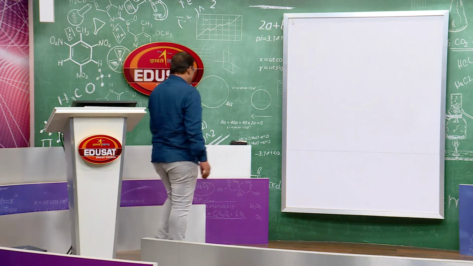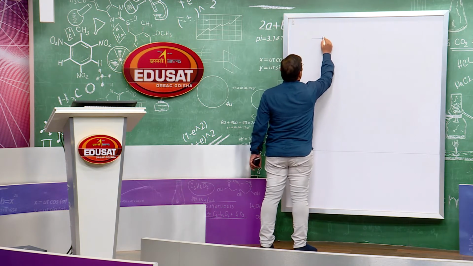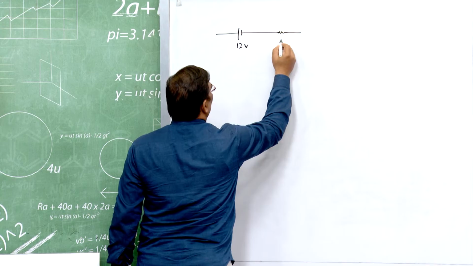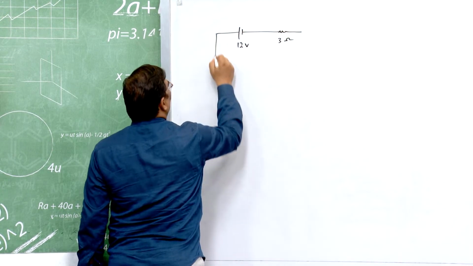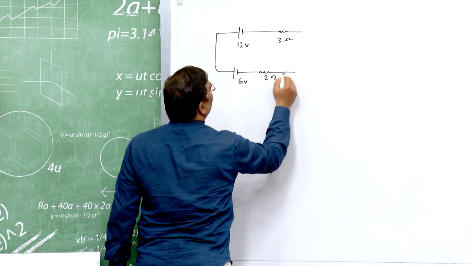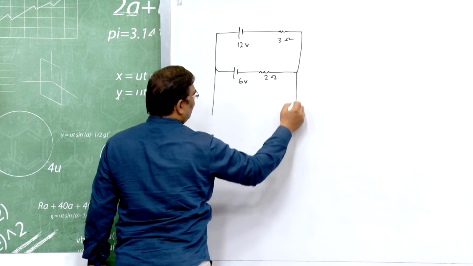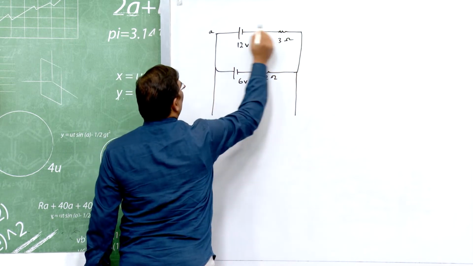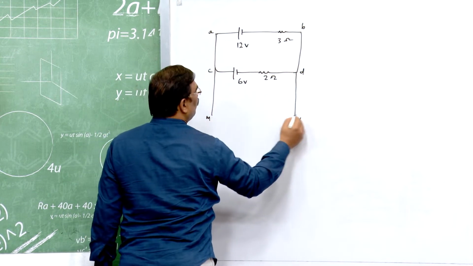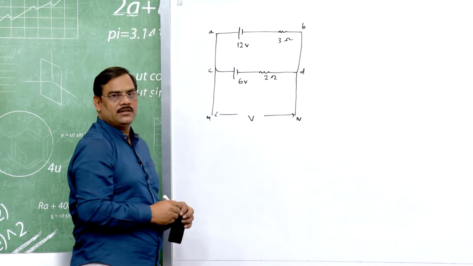Suppose there are two cells, 12 volt having internal resistance of, suppose, 3 ohm, and another 6 volt having internal resistance of, suppose, 2 ohm. They are connected in parallel. Now, let us calculate. Suppose this is A, B, C, D and M, N. Let us calculate what is the potential difference between the 2 points M and N.